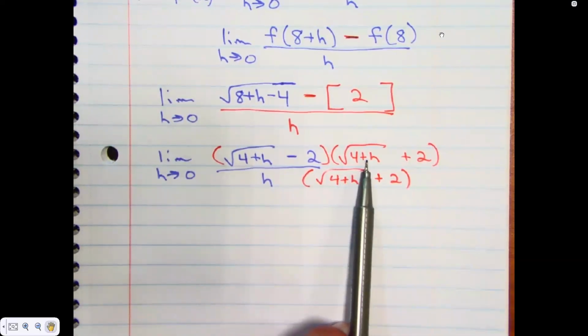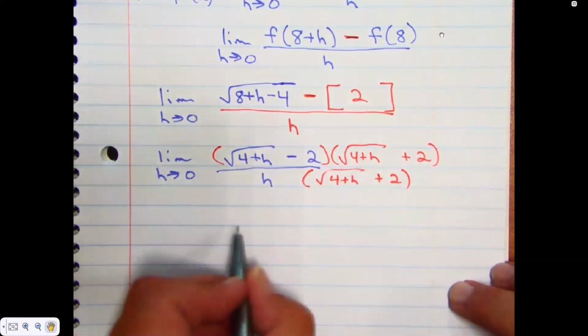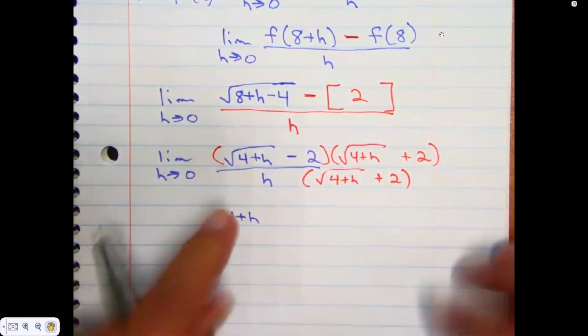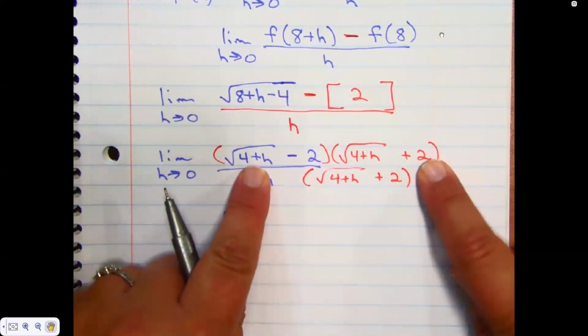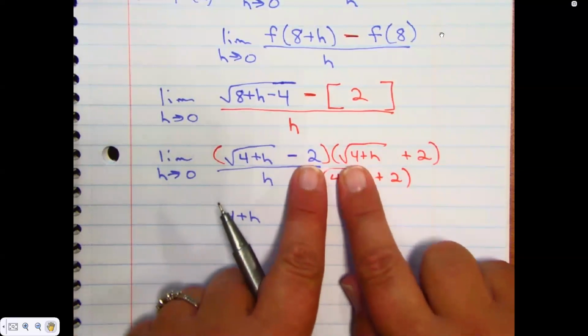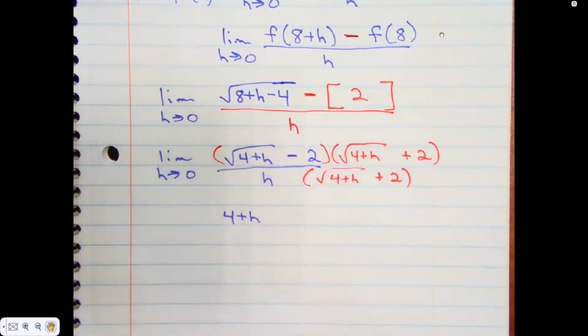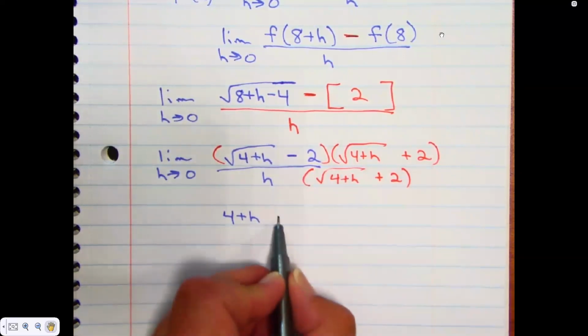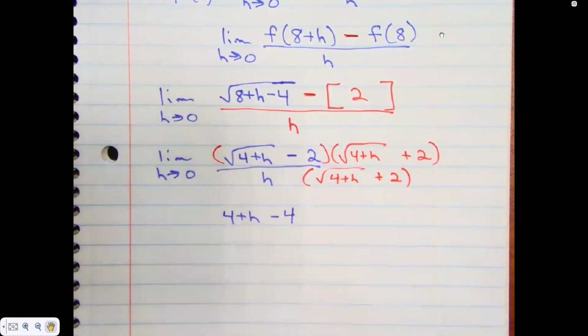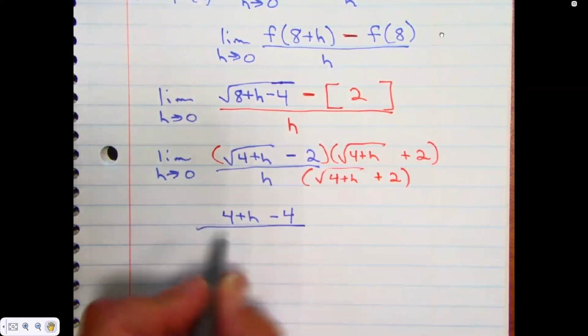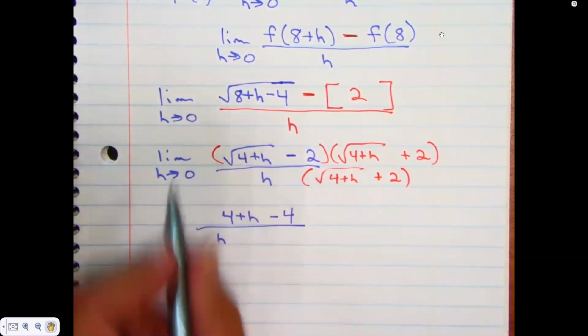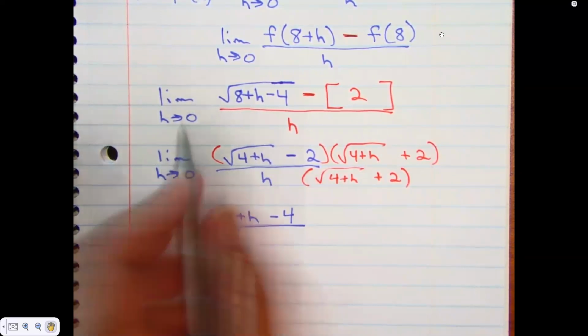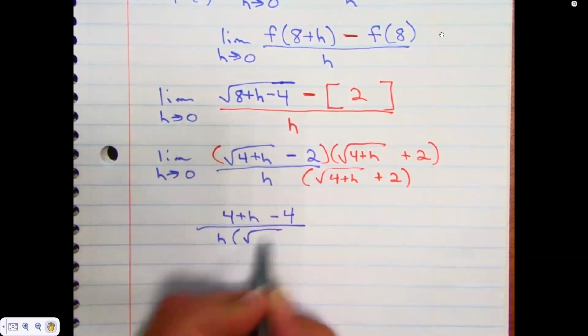All right, square root of 4 plus h times the square root of 4 plus h. You have to FOIL the top. That gives us regular 4 plus h. Outer gives us 2 radical. Inner gives us negative 2 of that same radical. Those drop out. And then last gives us negative 4. And then all over, don't forget the bottom, the one without the radical to begin with, don't distribute that one, just leave it.